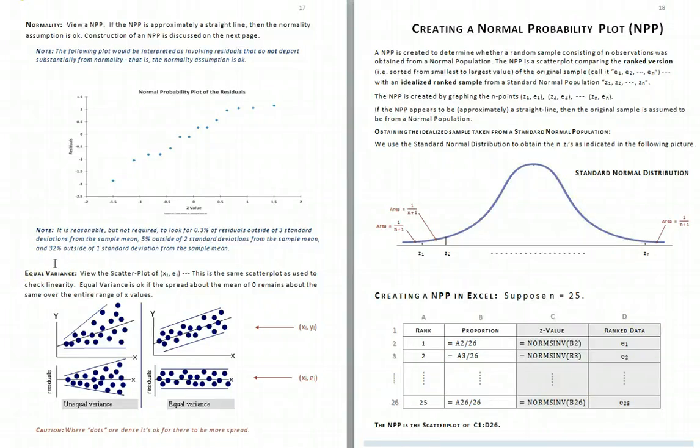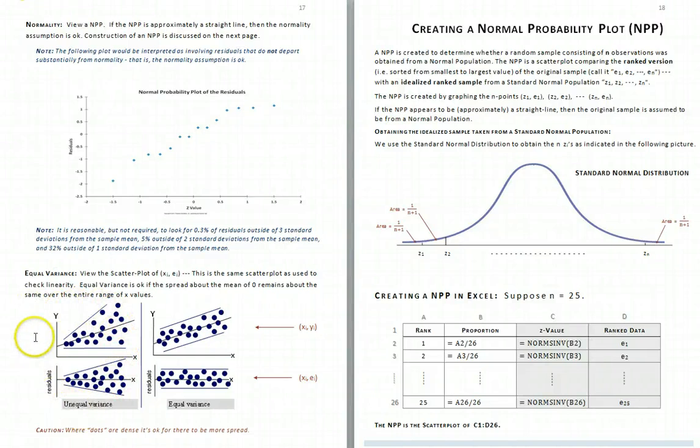The equal variance assumption can be checked by viewing a plot of y values versus x values, or by viewing a plot of the regression residual values versus x values. These are the same plots used to check the linearity assumption. Again, equal variance, or the lack of it, is easiest to see in the plot of regression residuals versus x values, and this plot is the required plot.